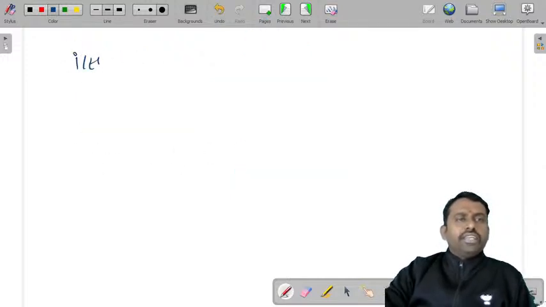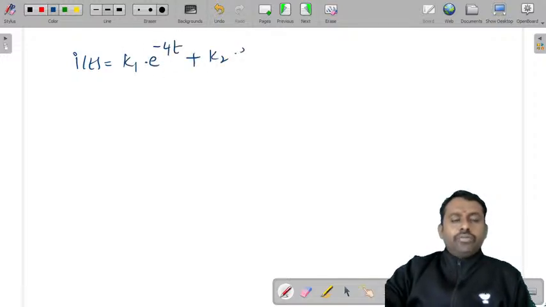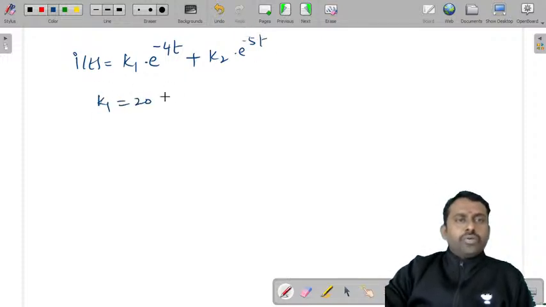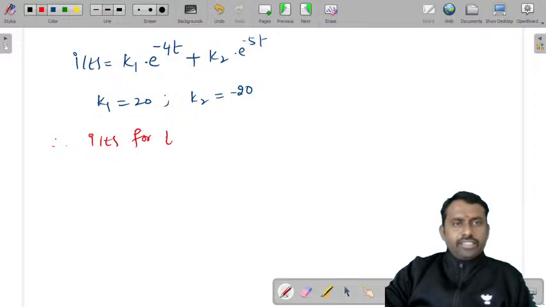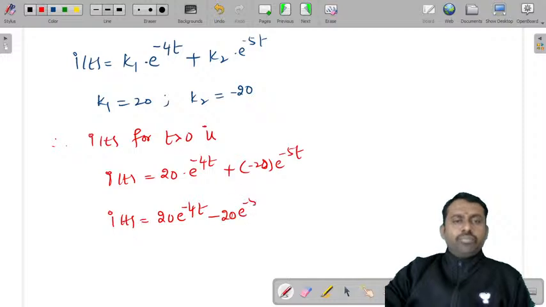Therefore, I(t) = k1 e^(-4t) + k2 e^(-5t). We got k1 = 20 and k2 = -20. Therefore, what is the solution? I(t) for t greater than 0 is I(t) = 20 e^(-4t) + (-20) e^(-5t). So I(t) will be 20 e^(-4t) - 20 e^(-5t). So this is the solution for the given question.